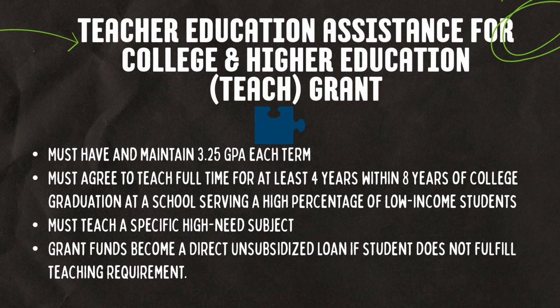The Teach Grant: students must have and maintain a 3.25 GPA each term. They must agree to teach full-time for at least 4 years within 8 years of college graduation and teach at a school serving a high percentage of low-income students. They must also teach a specific high-need subject, and those grant funds will become a direct unsubsidized loan if the student does not fulfill all of the teaching requirements.